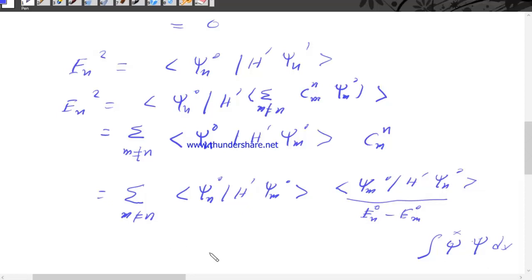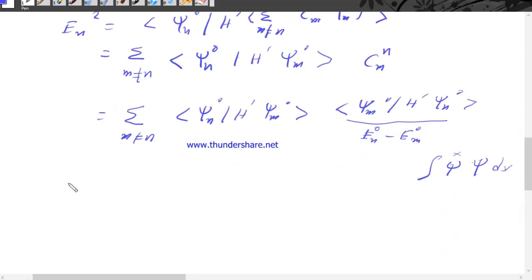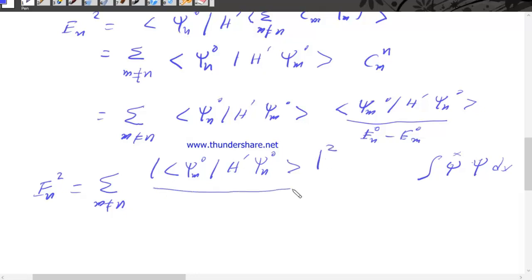So then we can write this equation: E n2 is the summation over m not equal to n of the modulus squared of psi n naught H dash psi m naught, divided by E n naught minus E m naught. This is the fundamental result of second order perturbation theory. Now you can remember this key point here. We explained it, and this can also be written like this.